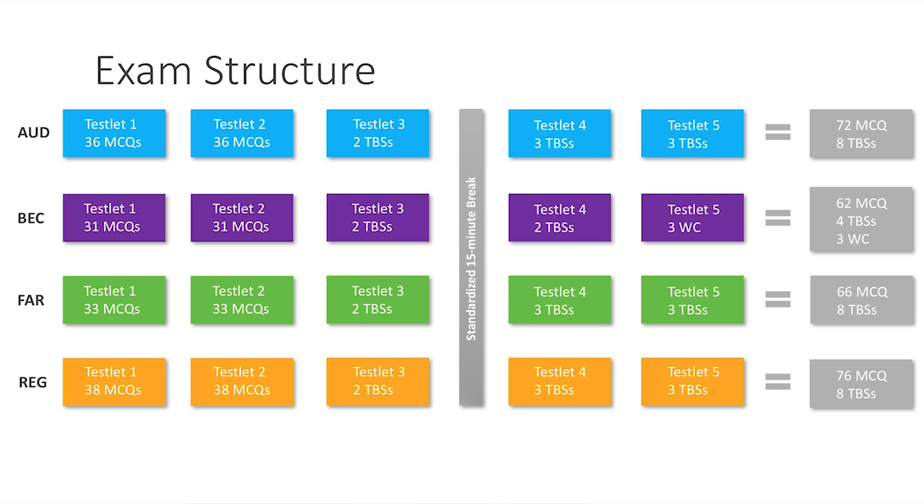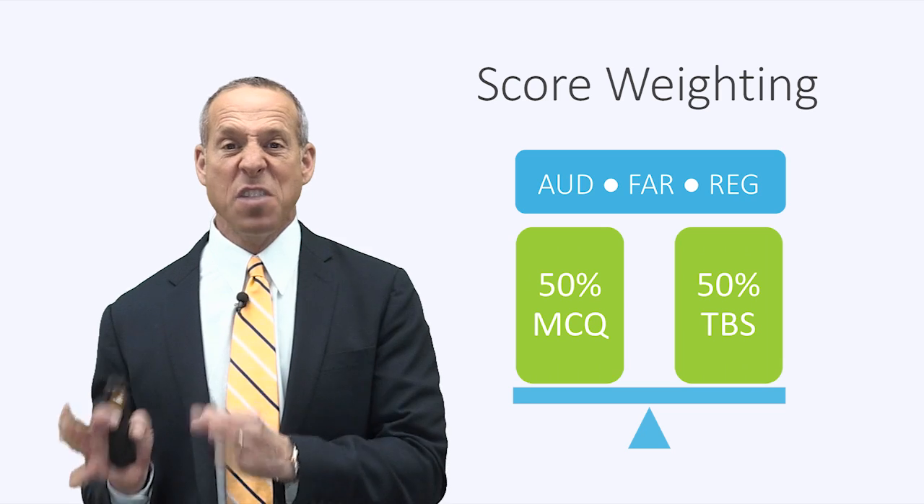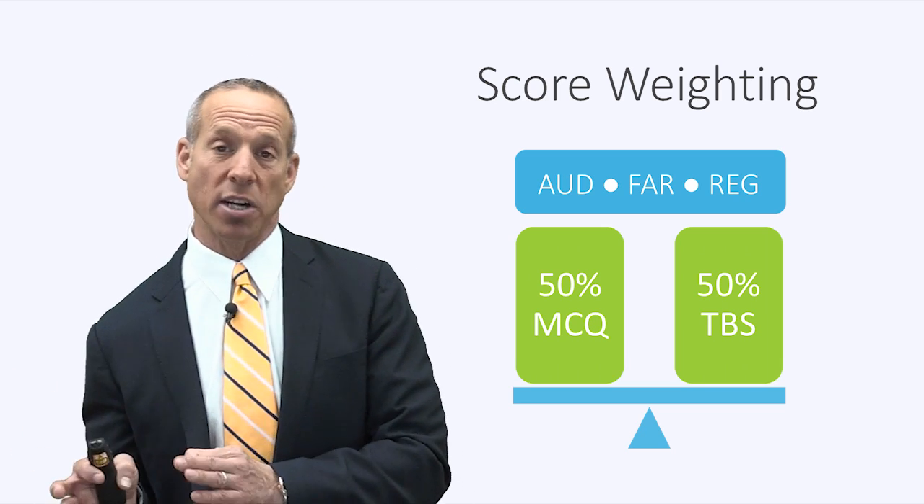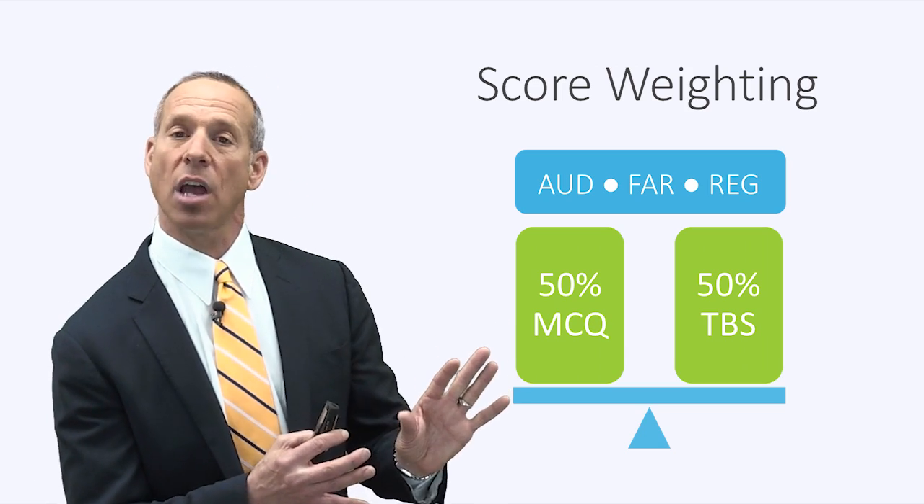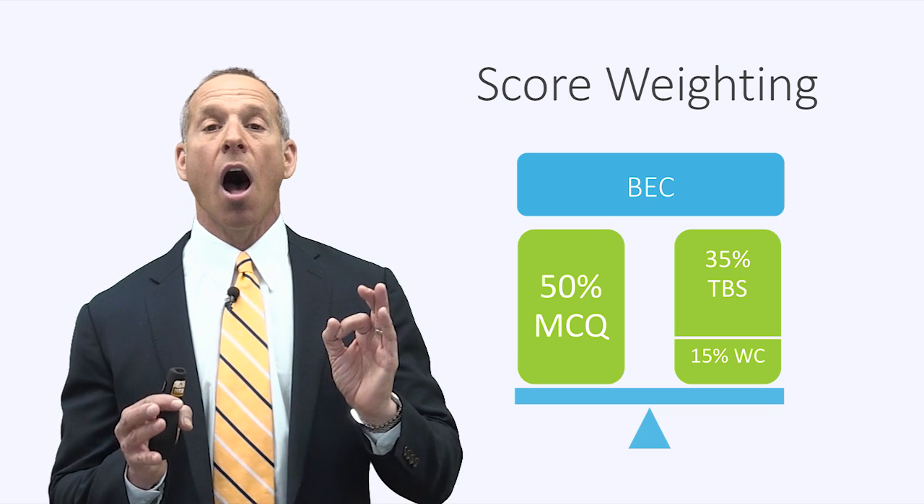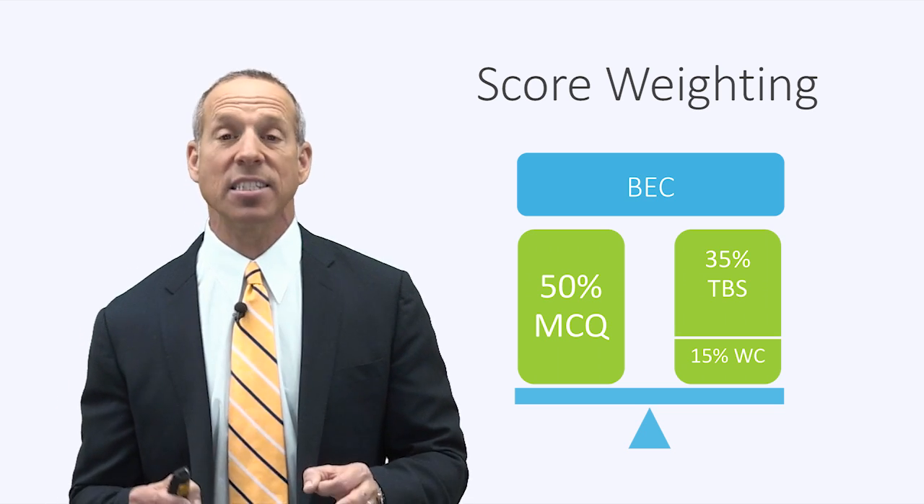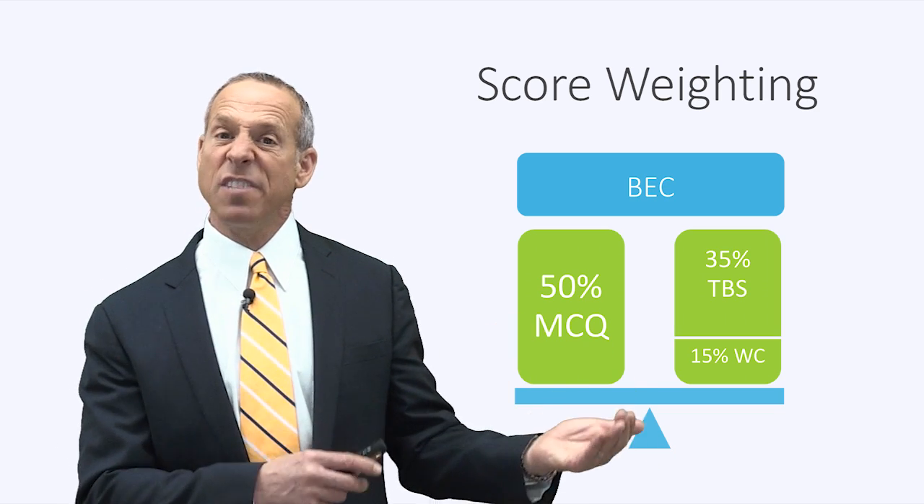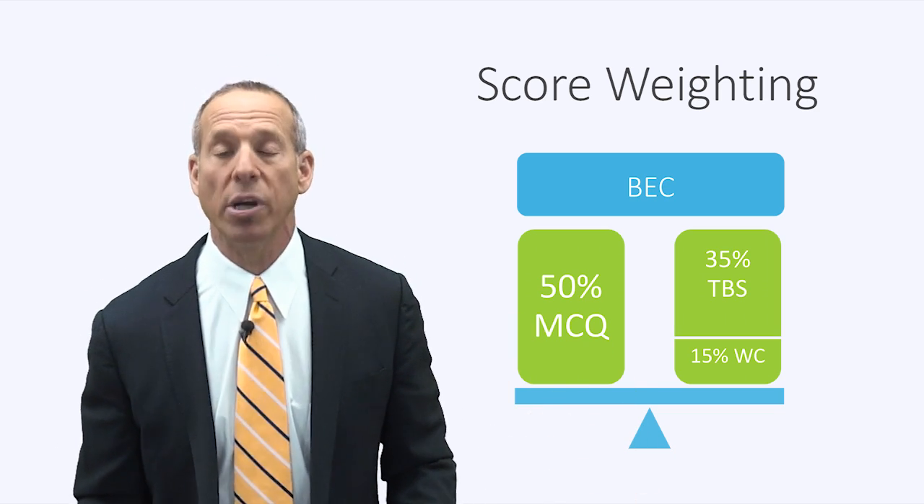They each have different numbers of multiple choice, anywhere from 31 up to 38, for example. Regulation has 76 questions on there. Also, you'll notice that 50% of your score for audit, FAR, and reg comes out of the multiple choice, testlets 1 and 2. The other 50% comes out of the other 3. For BEC, 50% is multiple choice, 35% is going to be testlets 3 and 4, which would be 4 task-based simulations, and then 15% would be testlet 5, which is written communication.